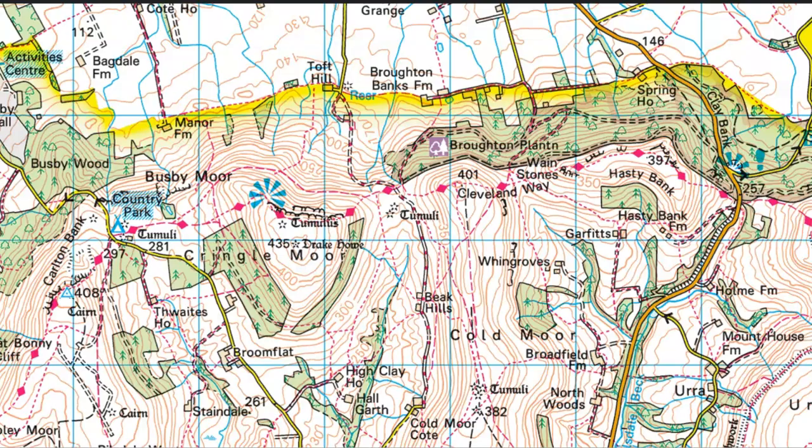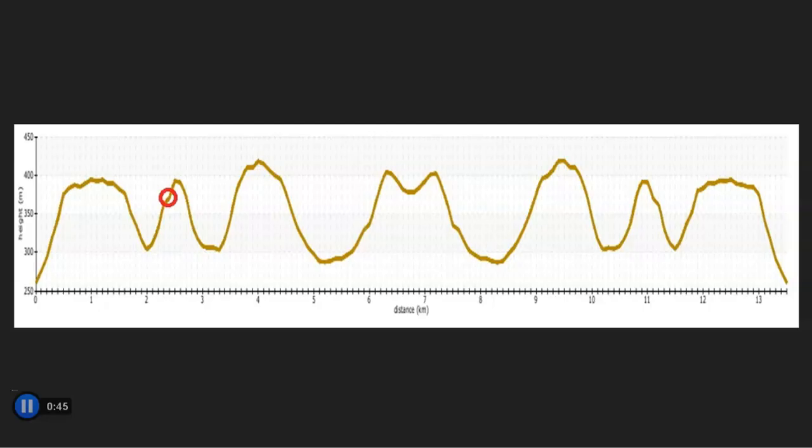The map that we're using is the Ordnance Survey 1 to 50,000. So somewhere on there was my route. So let's have a look at that profile.